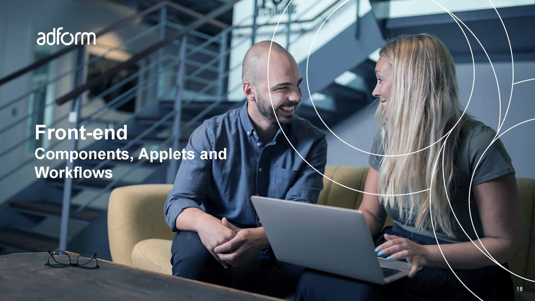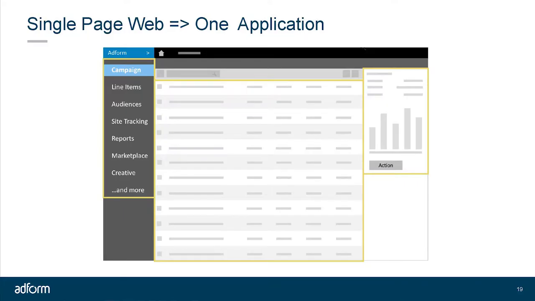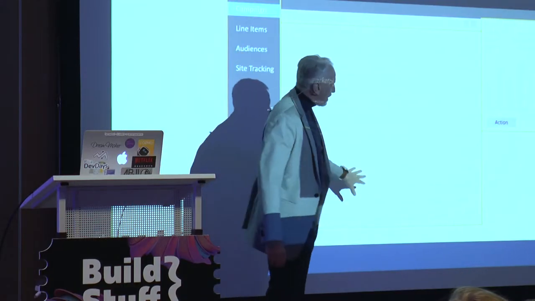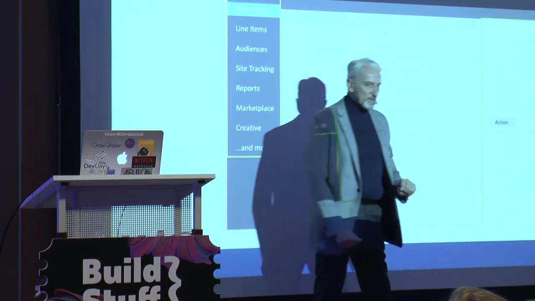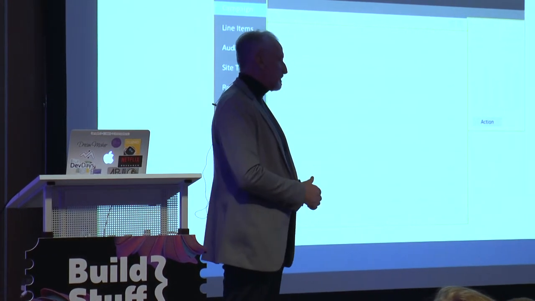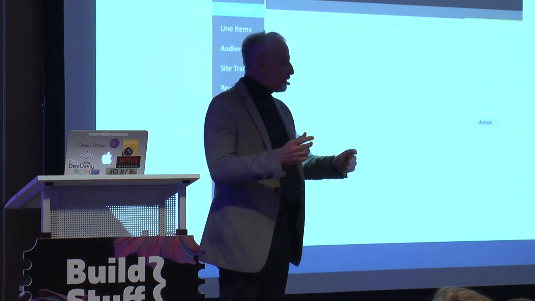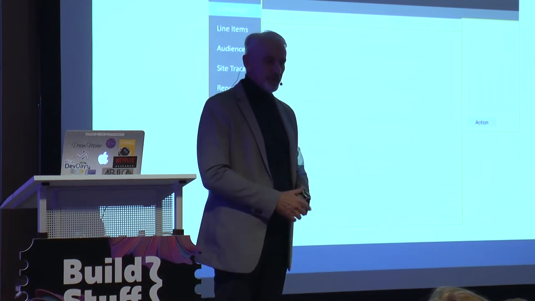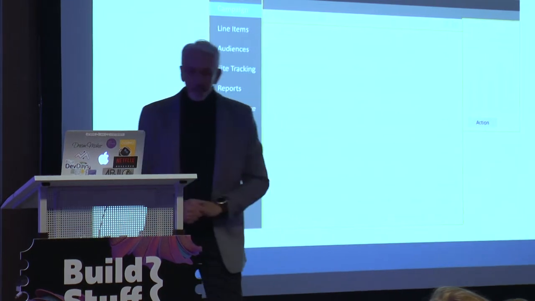So let's jump into some details, the front end. We talk about applets and workflows. The first thing we wanted was a single web page application. So this is like a desktop. A single web page application is like a desktop, and the graphic user interface is inside the browser. So here we have the typical thing, navigation on the side, some subject matter in the center, and something interesting over on the side here. Those yellow boxes represent components. So instead of us loading web pages, we load JavaScript files and instantiate the classes to render the things on the page. Single web page application.